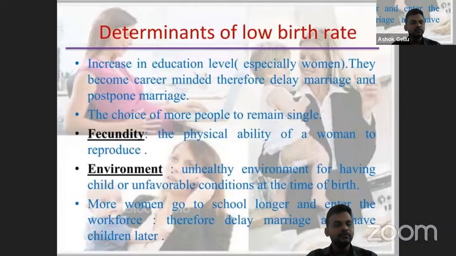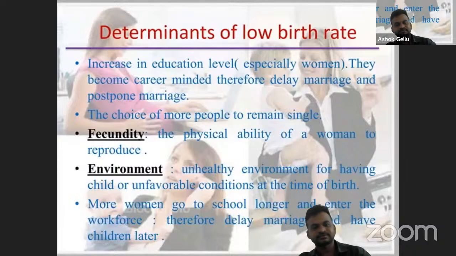Determinants of low birth rate. Increasing education level: women's education was very low in past years, but now women are highly educated worldwide. They become career-minded, therefore delay and postpone marriage. Age also impacts the low birth rate, as does the choice of more people to remain single. Most people would like to be single, living like reading.